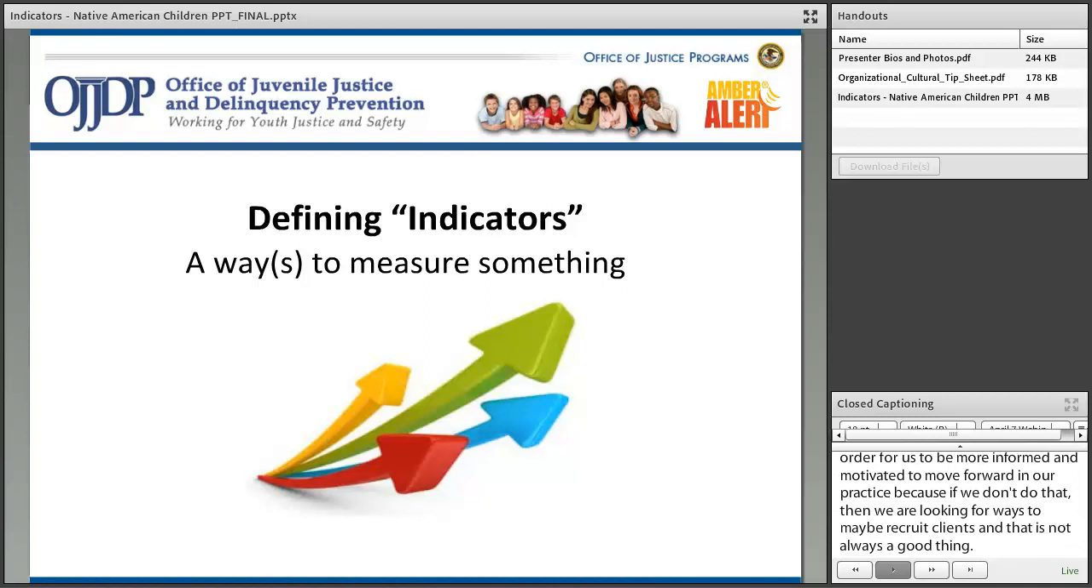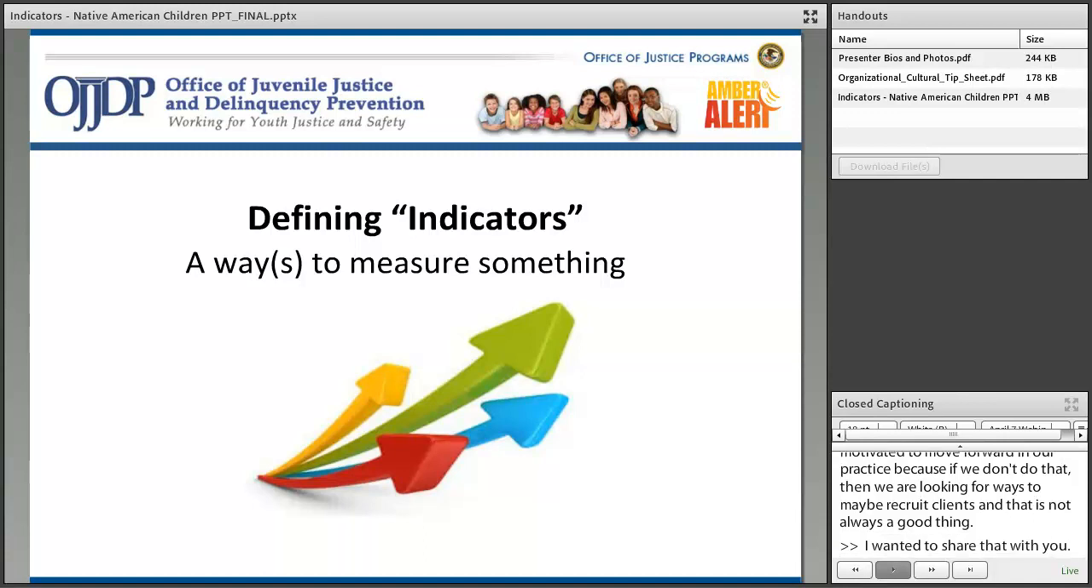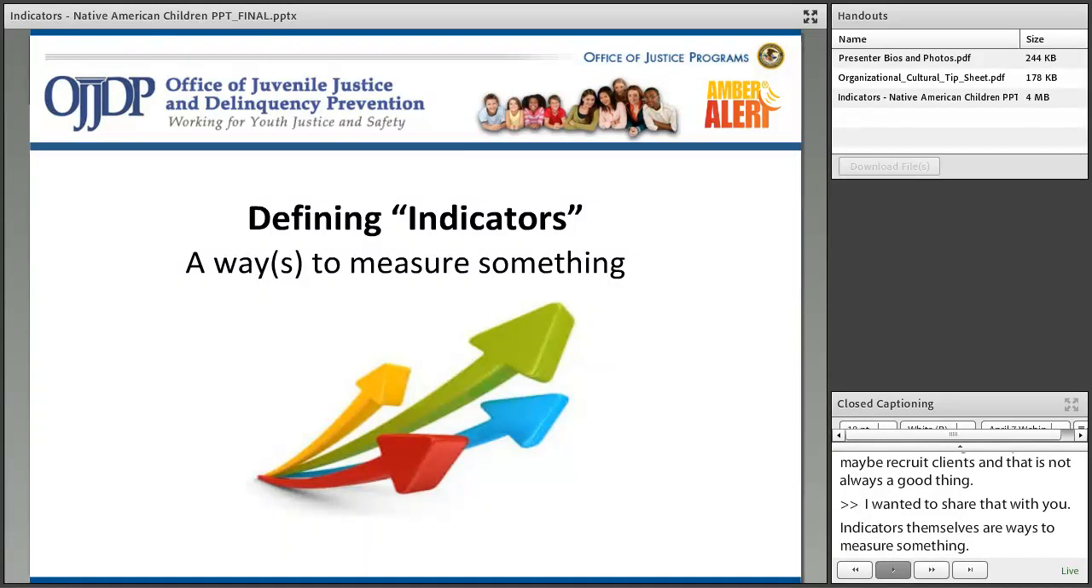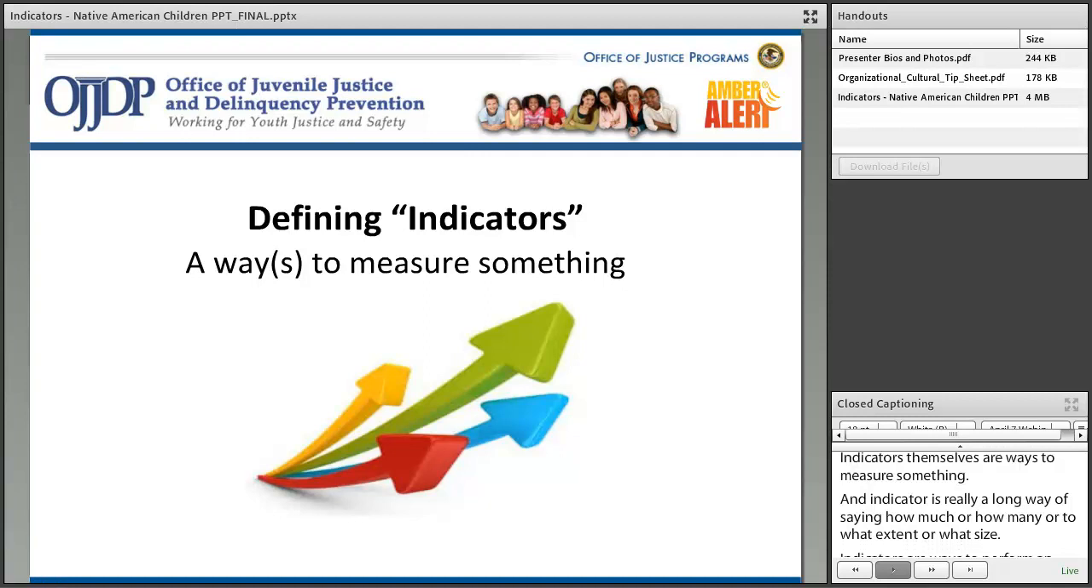Indicators themselves are just ways to measure something. An indicator is really just a long way of saying how much or how many or to what extent or what size. Indicators are ways to just perform an overall measurement of something. And we measure things all the time, so this isn't any different circumstance.